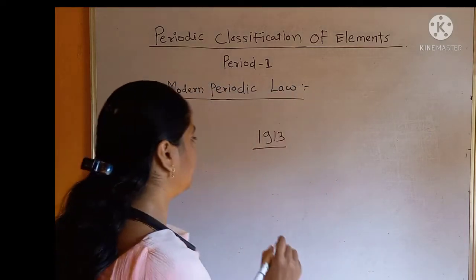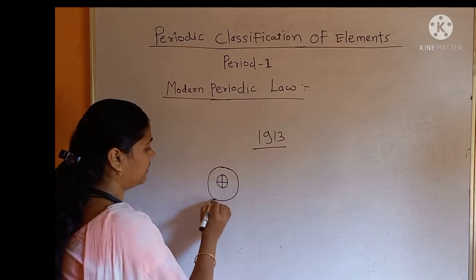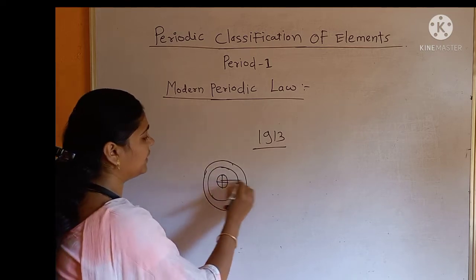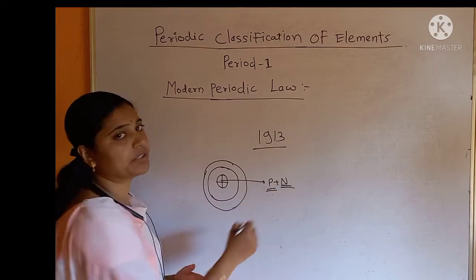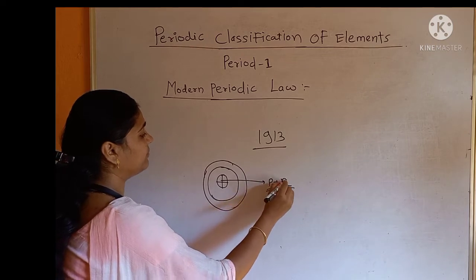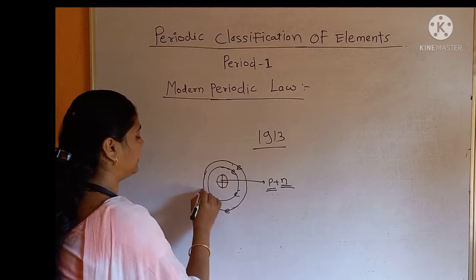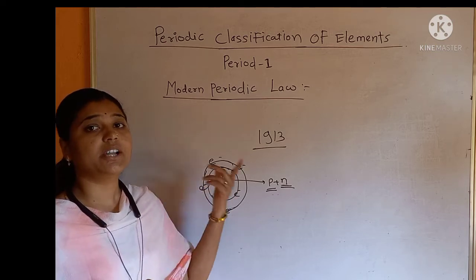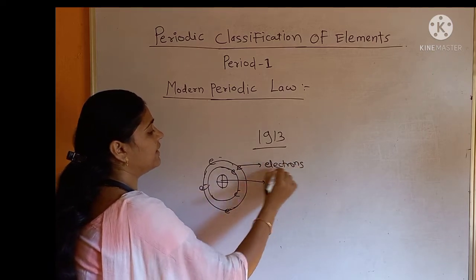Basically, suppose this is the structure of an atom. This is the nucleus of the atom, and these are the different shells present around it. In the nucleus, protons and neutrons are present. A proton is a positively charged particle. A neutron is neutral, meaning no charge is present on it. Here, in the different orbits, electrons are present. They revolve around the nucleus of the atom. Electrons are negatively charged particles.